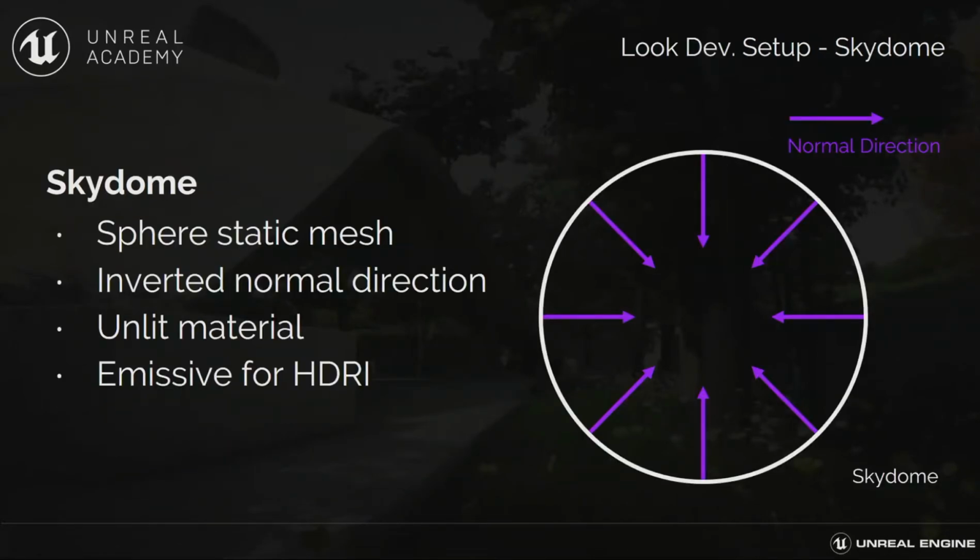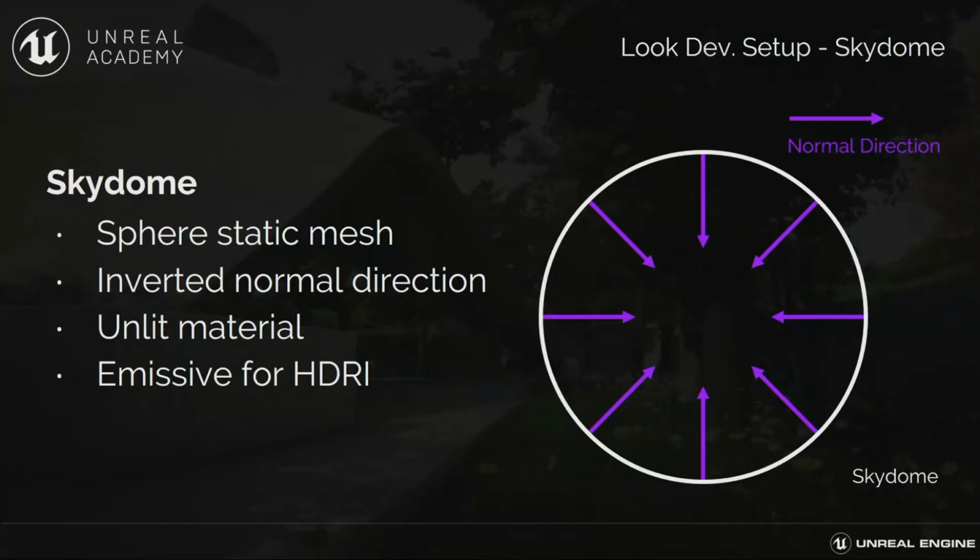First one is the sky dome. The sky dome represents the surrounding visuals. We want to use a sphere static mesh that can display and give the data from the 360 degrees around. Simply, you can think of it as Earth. There are a few settings. First, we need an inverted normal direction mesh, facing inward so that we can see the face of the mesh.